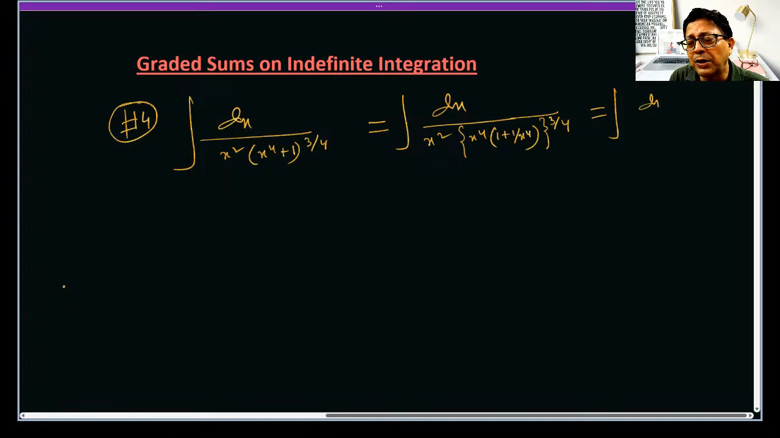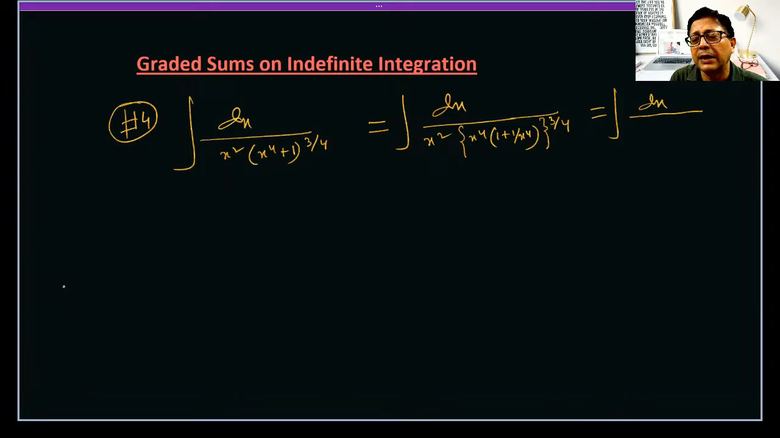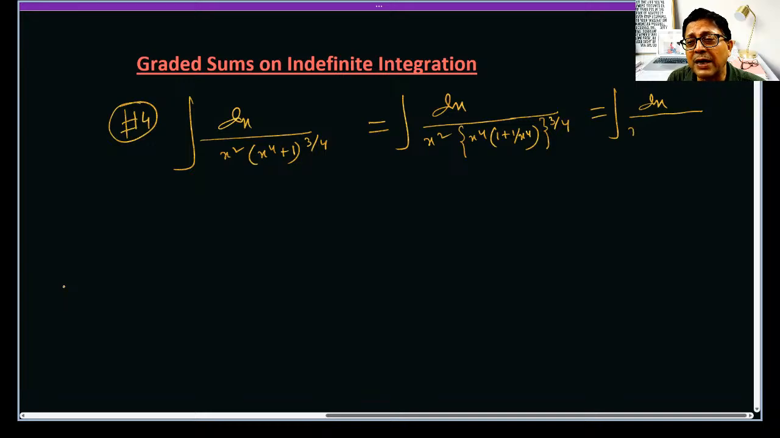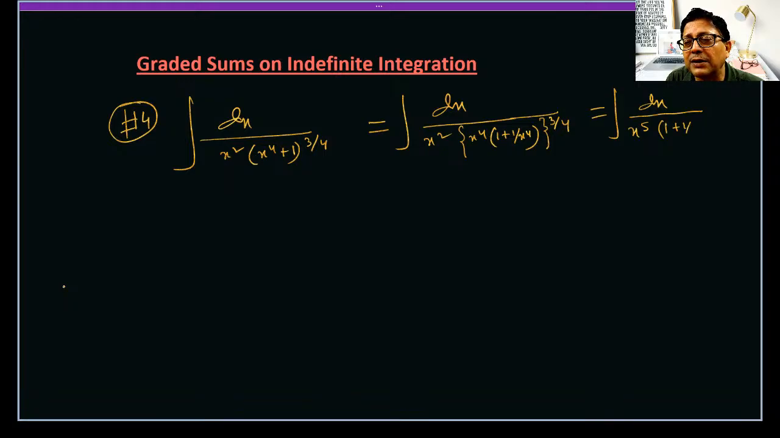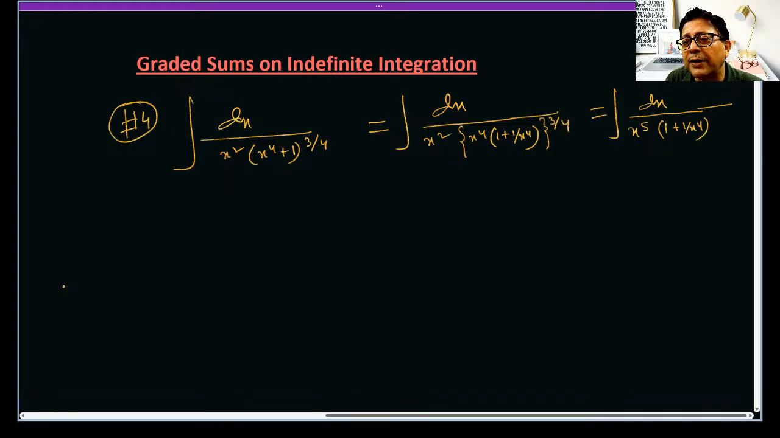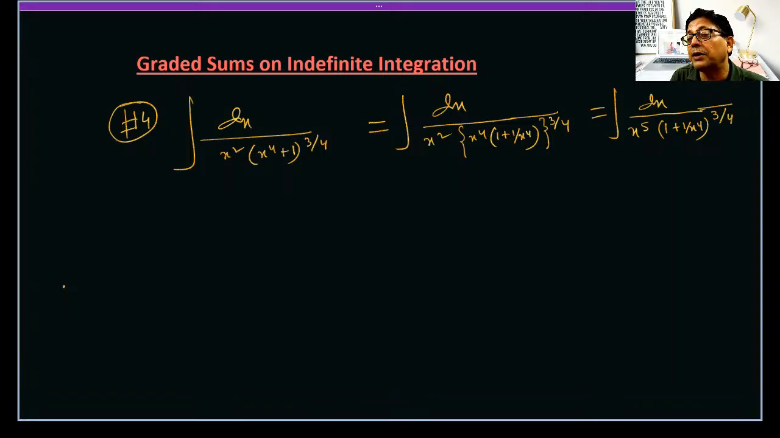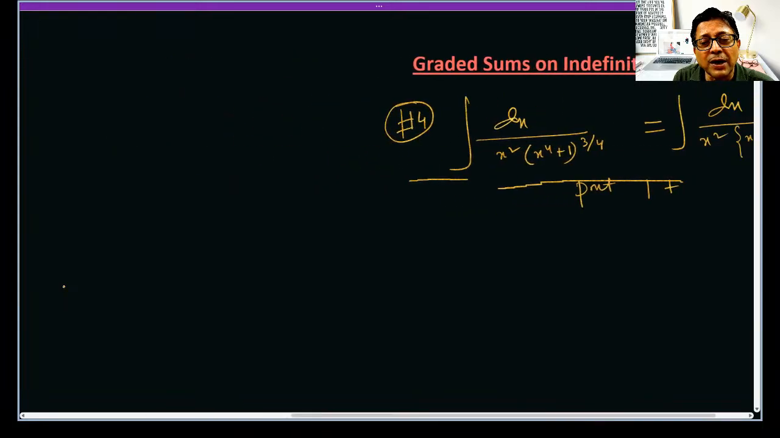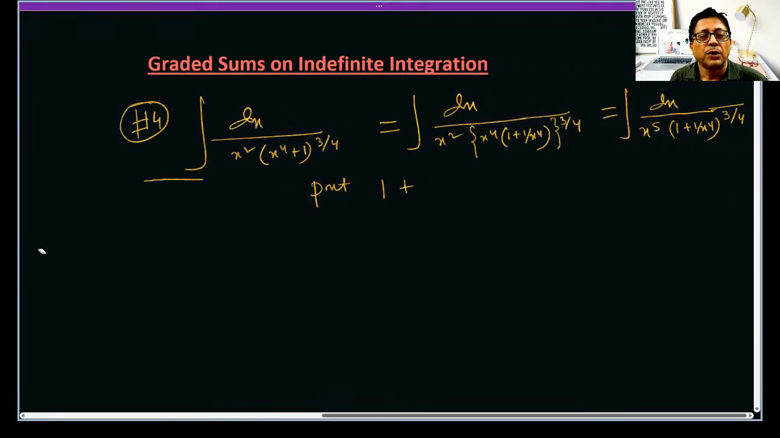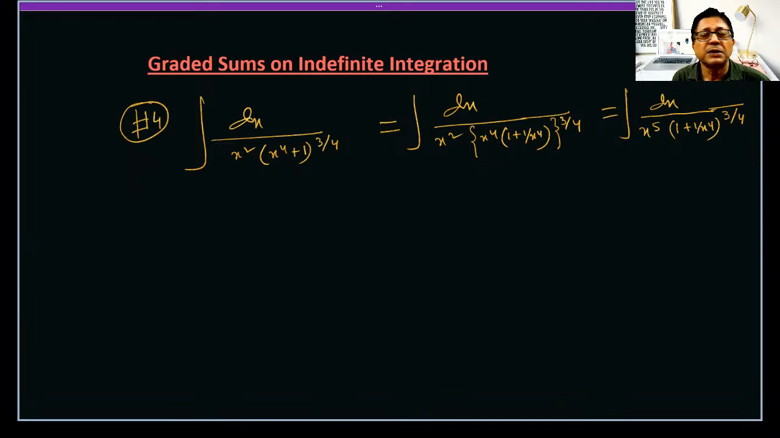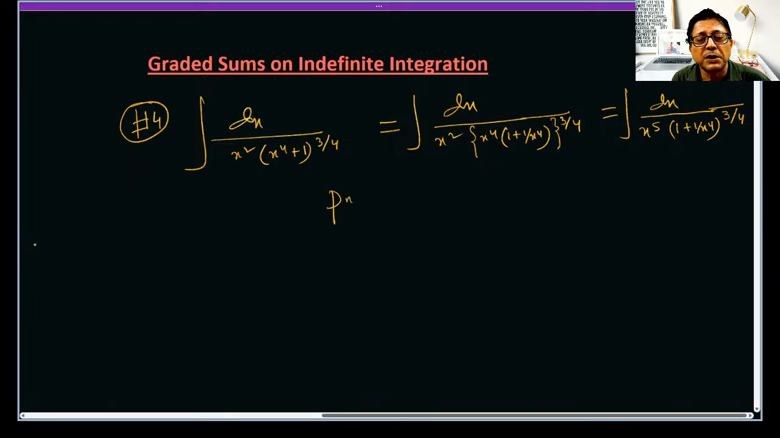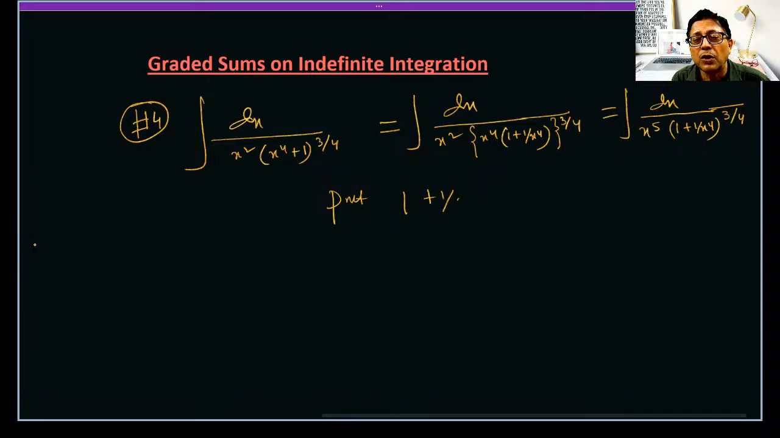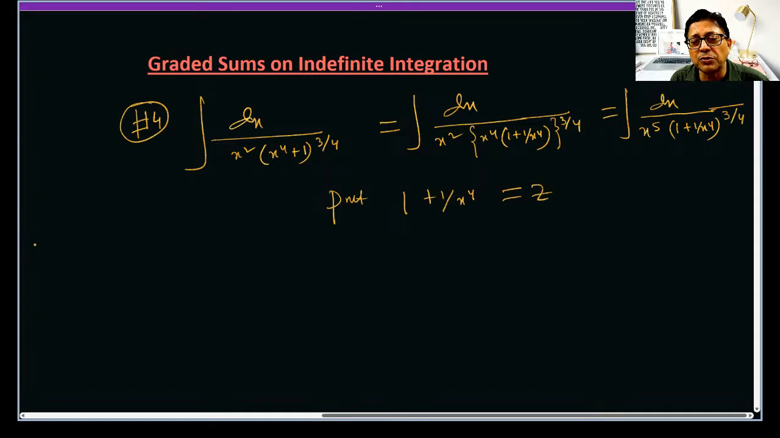So this is not the only sum. Many sums can be made like this by us. To give you trouble, we change the sum a bit and then set it in exam. Okay, but technique will remain the same. Whenever this kind of thing is there, you take common from bracket and then make a substitution. Put 1 plus 1 by x to the power 4 equal to z.